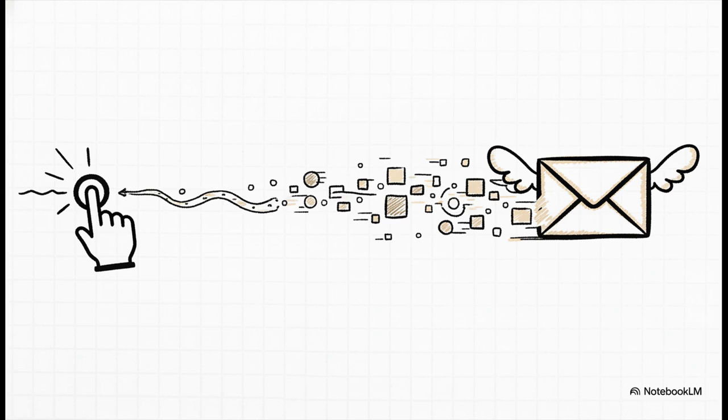So here's the first bit of magic. Your click gets instantly translated into the native language of computers, binary. It becomes a unique stream of ones and zeros that says, hey, this person wants to see this web page. And just like that, this brand new digital message is officially ready to be sent out into the world.